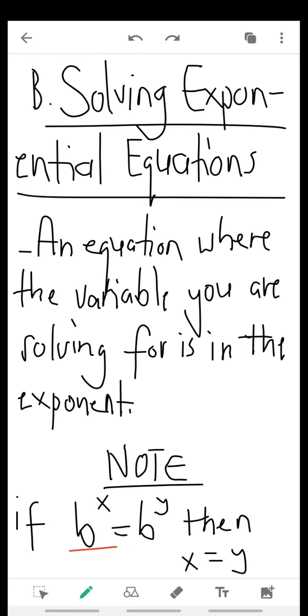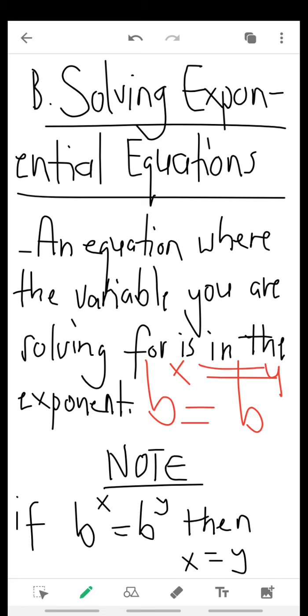We did this in term 1. Please make sure you revise. So if b to the power of x is equal to b to the power of y, since the bases are the same, then it means the exponents will also be equal. Then x will be equal to y. I usually say to my learners, this will be b to the power of x, equal to b to the power of y. So if b is equal to b, then x is equal to y. You see that? It's just simple.